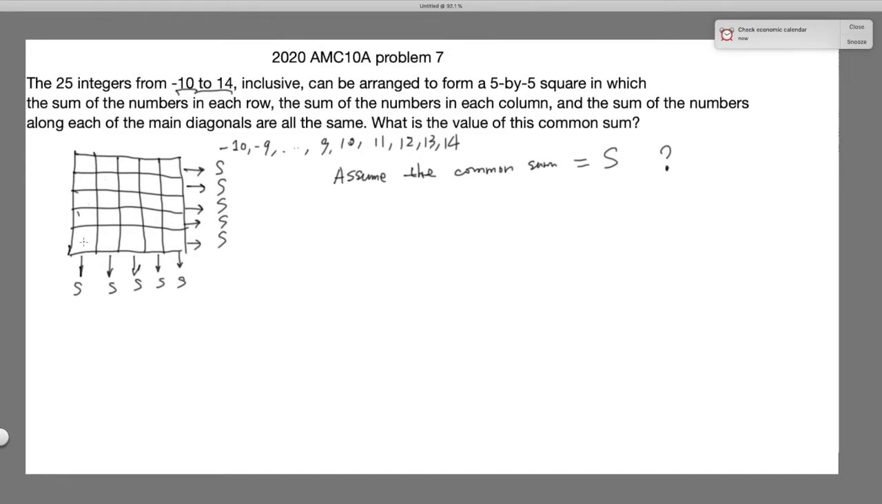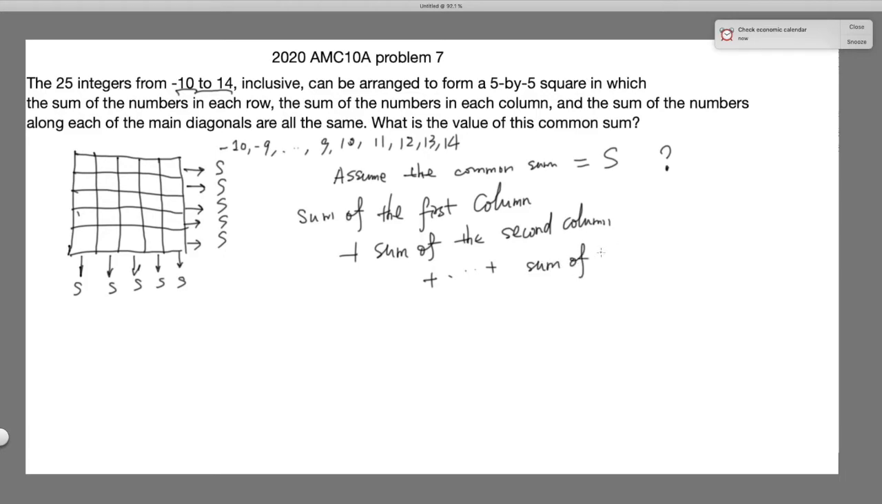So the idea is, I'm adding the sum of the first column, plus the sum of the second column, and so on, plus the sum of the last column. So basically, I'm adding the sums of each of the five columns. This will be equal to the sum of every number in this square. Agree with this? Think about this for a moment.